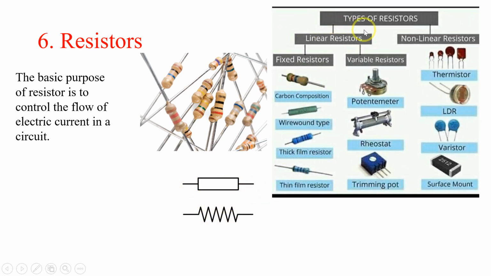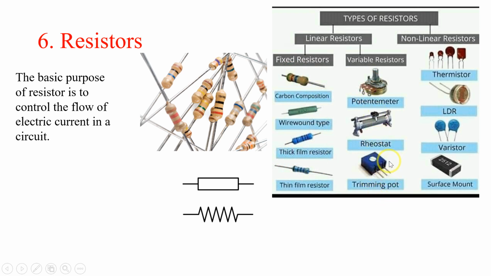Basically resistors are of different types, mainly two types: linear resistors and non-linear resistors. Linear resistors are further divided into two types: fixed resistors and variable resistors. Fixed resistors consist of the carbon composition, wire bond type, thick film resistor and thin film resistor. These resistors are very small, and they are used in electronic devices like laptop batteries and such things. And for variable resistors, you can see over here potentiometer, rheostat and trimming pot.